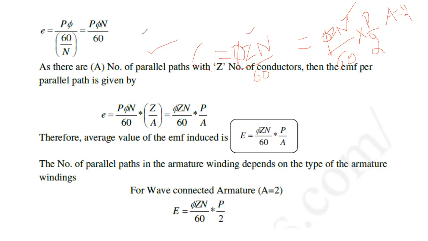This is a very important formula for deriving the induced EMF in the case of a DC generator. This is the generated EMF Eg. Therefore Eg equals pi Z n by 60 into P by A.